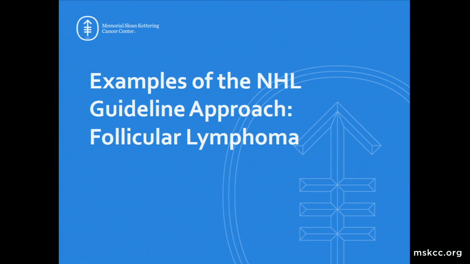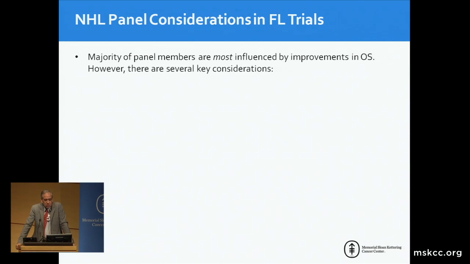So I'm going to try to use some of the decisions we made to help illuminate the guideline process. So let's look at follicular lymphoma. I think this is a good disease because it's very controversial. So what, as a group, do we feel? And the panel really feels that overall survival is the key, okay?